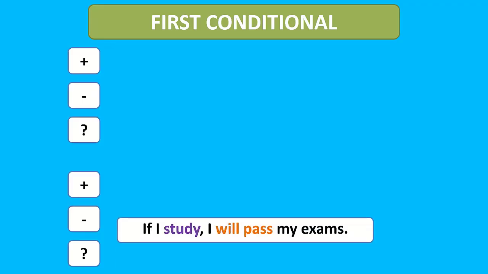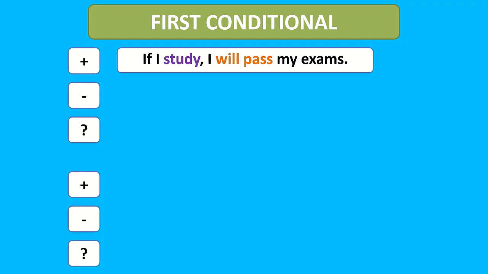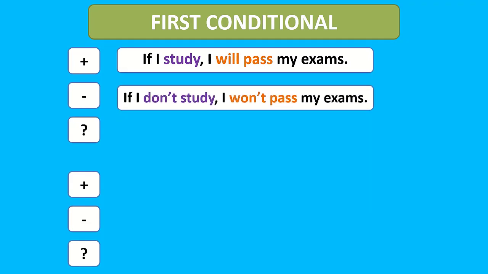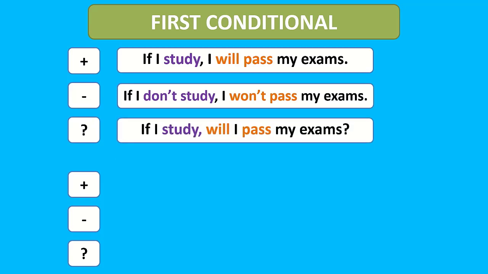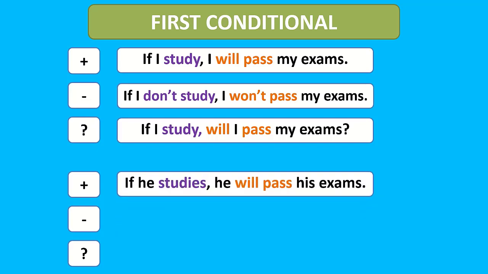Now we have a lot of examples for the first conditional. We start with this one. If I study, I will pass my exam. In negative form, if I don't study, I won't pass my exams. In the question form, if I study, will I pass my exams? And if he studies, he will pass his exams. Of course, we added the s to the verb here because we have he. If you have he, she, or it, you must add s to the verb. He will pass his exams.